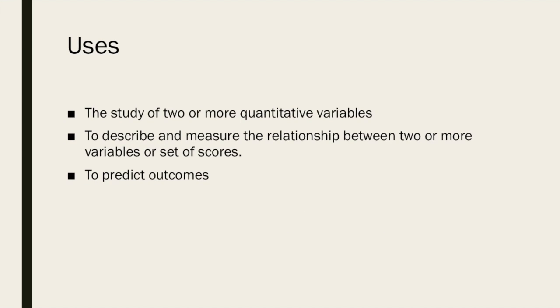The uses of correlation are to study two or more quantitative variables, to describe and measure the relationship between two or more variables at a time, and to predict the outcomes.